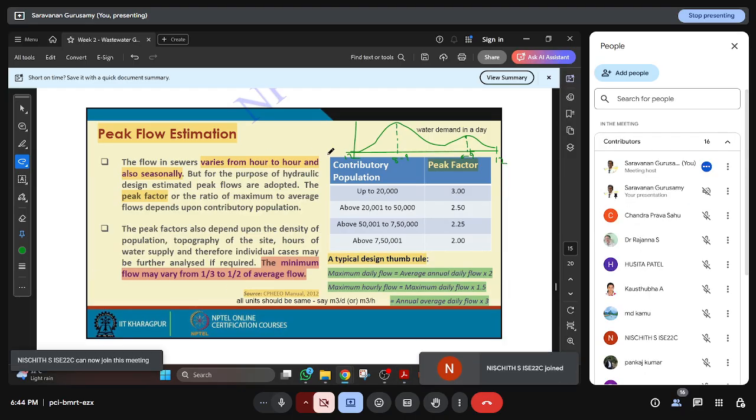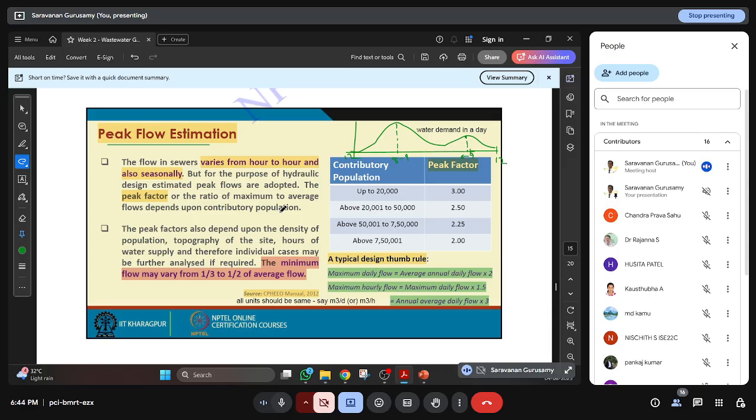Then the peak flow estimation. So the fourth point is peak flow. First is design period. Second one is population. If you know the population, you can multiply with the per capita. Then you have to multiply with the peak factor, right? So what is the peak factor? Every time the average value you should not take. You have to take the peak factor. Otherwise, you can't accommodate the sewer.